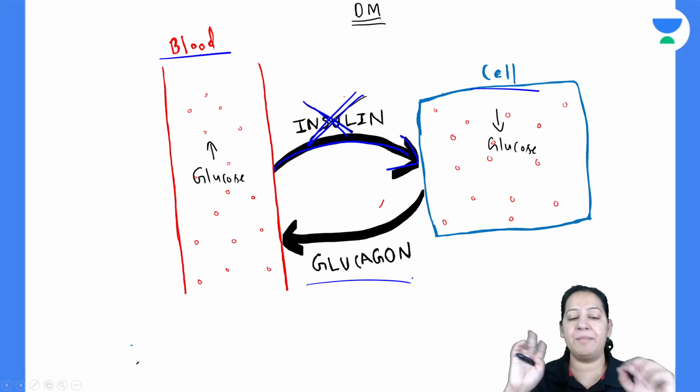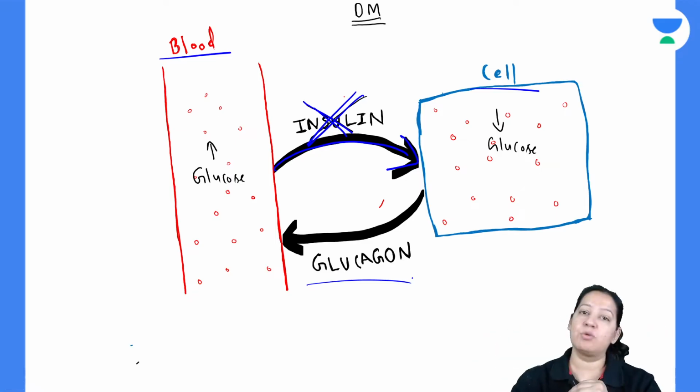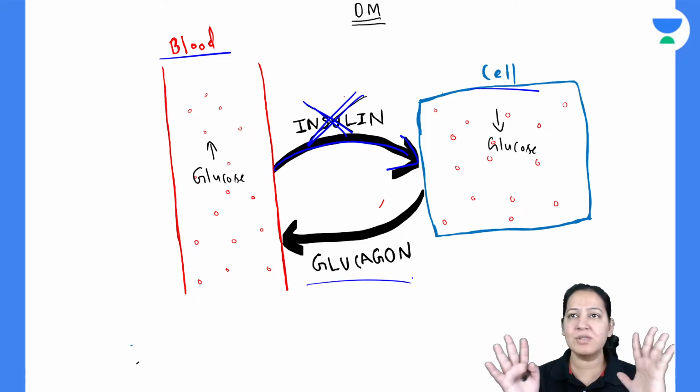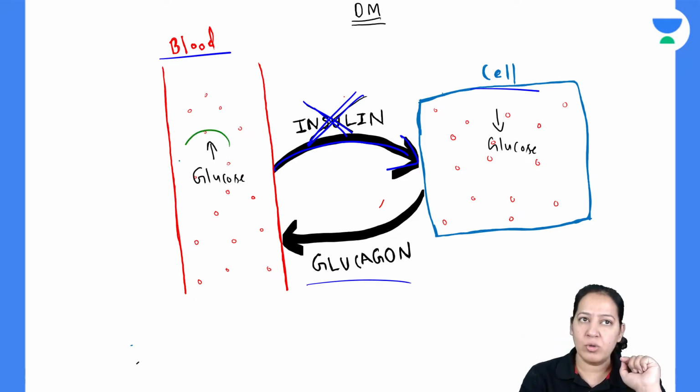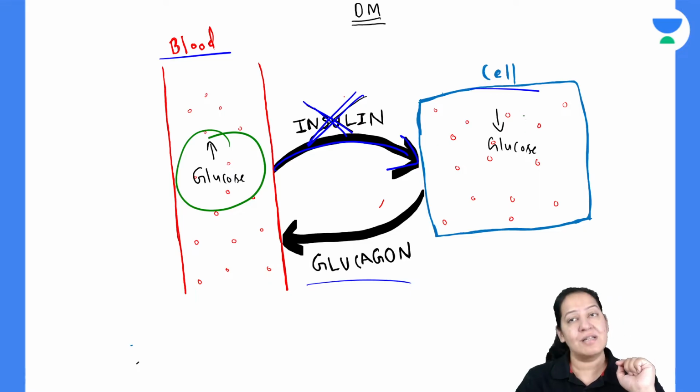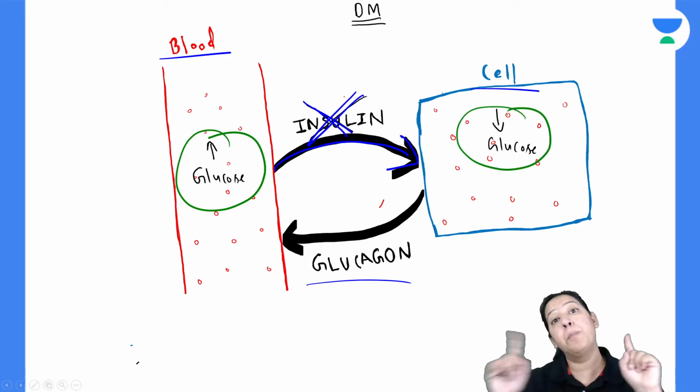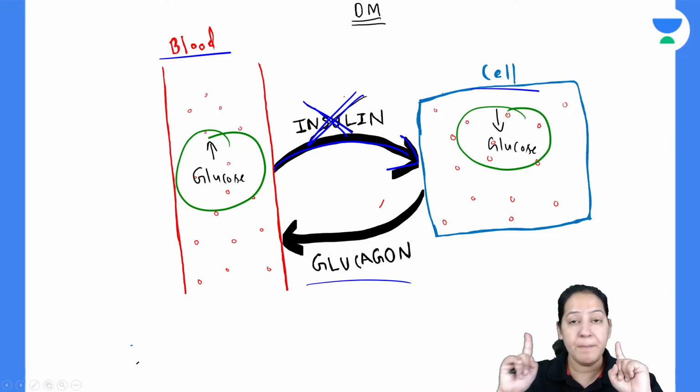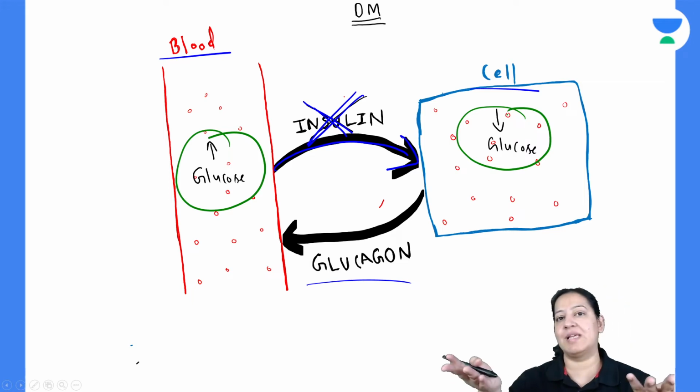Now you yourself tell me what will be the two consequences of this. What will be the two problems? If blood glucose is not shifted into the cell, blood glucose level will rise tremendously and cell glucose level will fall tremendously. Both will happen because glucose is not shifting from the blood to the cell.